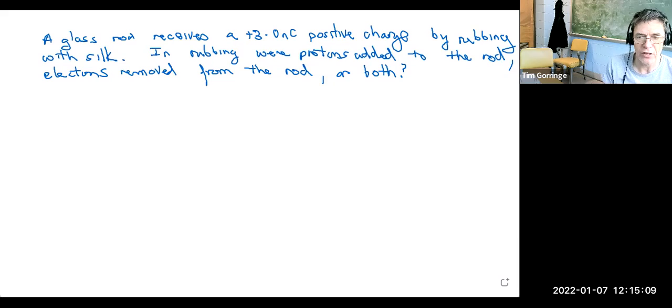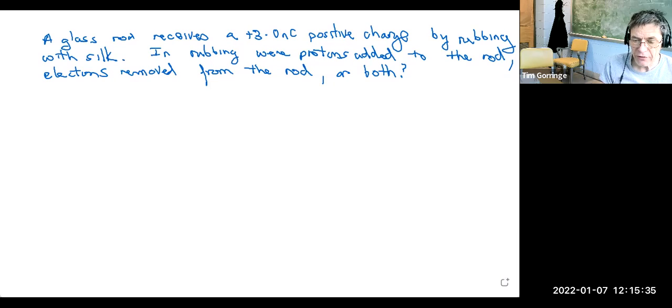You're not transferring protons. Electrons in these materials are those light elementary particles, fundamental particles, that are very mobile, very easy to move around. Protons, well, they're those heavy fundamental particles, and they're immobile. You don't move them around. So we always transfer electrons when we charge by rubbing.